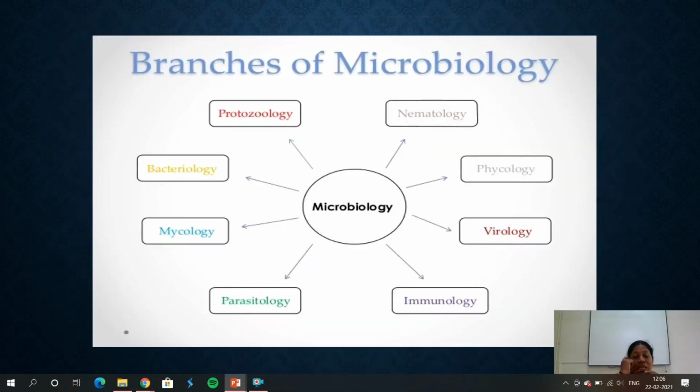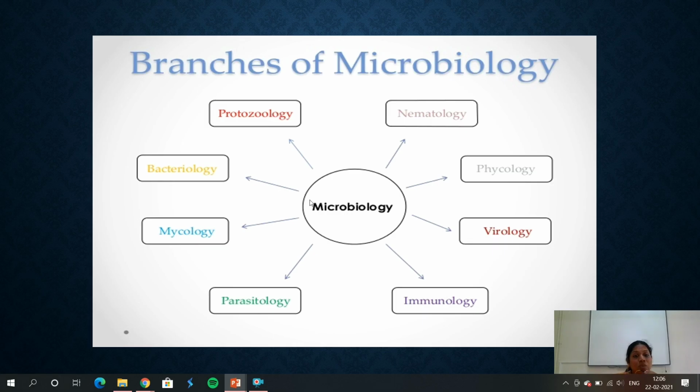Now, look at the branches of microbiology. Microbiology has a huge set of branches. Let us go through each one in detail. The first basic branch is general microbiology, where you study the structure, classification, morphology, physiology and nutritional requirements of bacteria. Then we move on to immunology, the second most important branch, where we study immunity and the immune system.